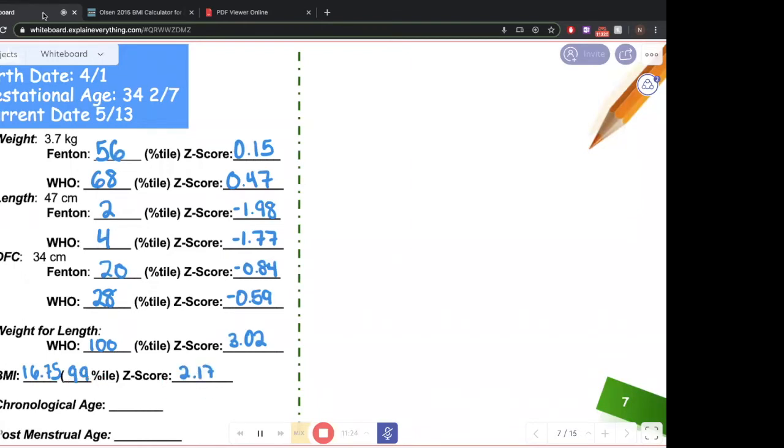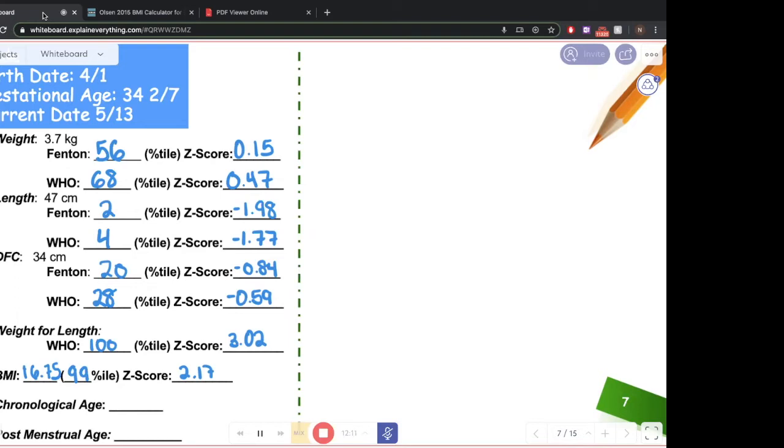So how come the Fenton percentiles differ from the WHO? The reason that they differ is because of how each of those growth grids were created. Growth grids are created with data and a population that's used, and the WHO was used with term infants that are breastfed. 6 countries were used, so that was a very different population than what Fenton used of the preterm population.